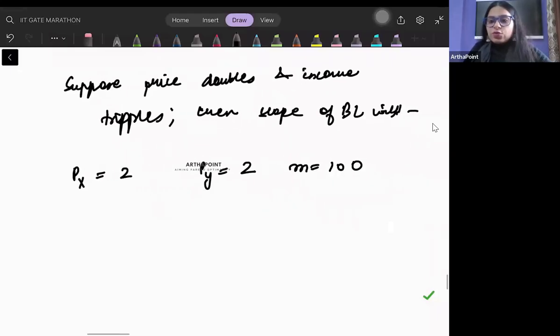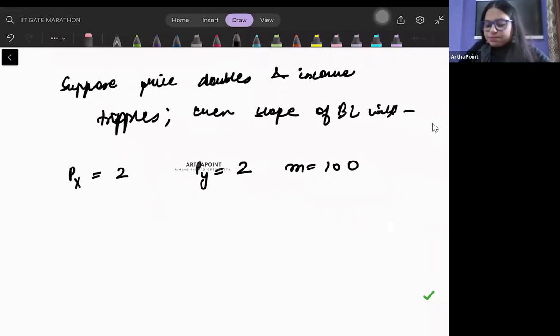Now what you have to go ahead and do is, the best way to solve such questions is to go ahead and write some example. तो मैंने px को 1 ले लिया, py को 1 ले लिया, income को 100 ले लिया, and then मैंने px को double कर दिया, py को भी double कर दिया और income को triple कर दिया.